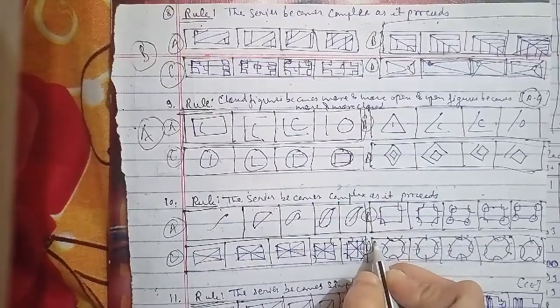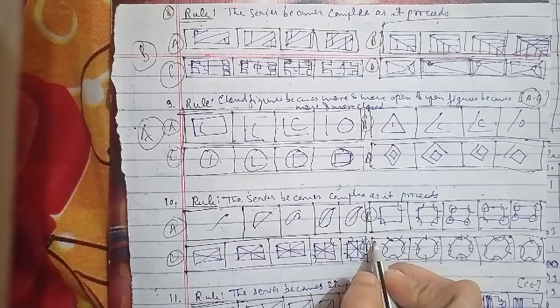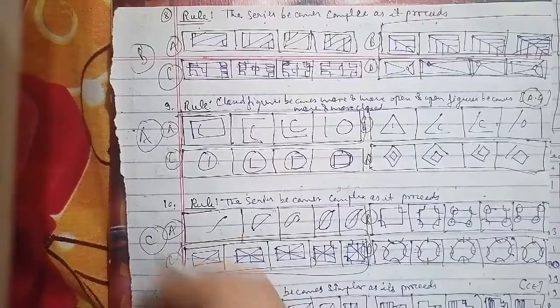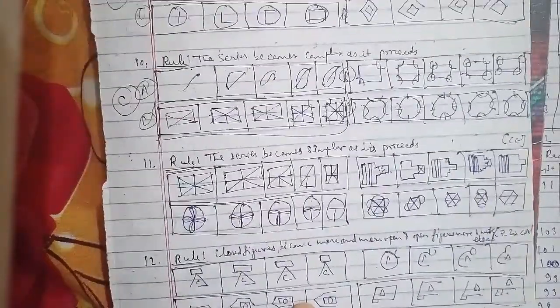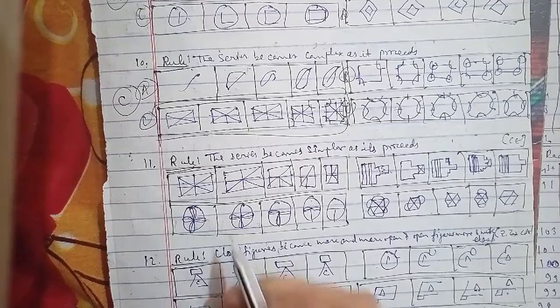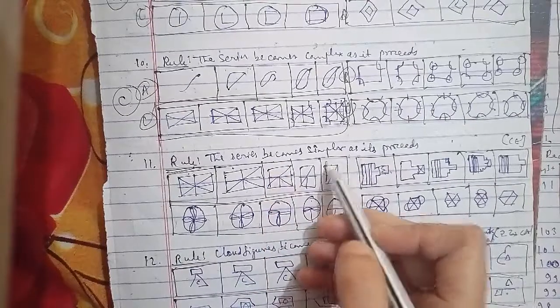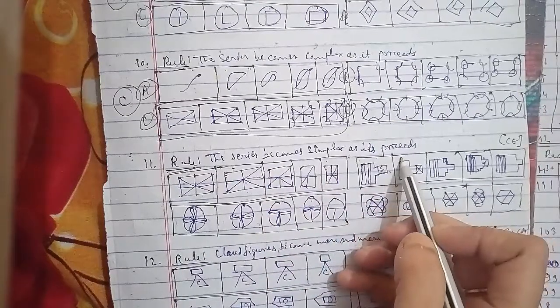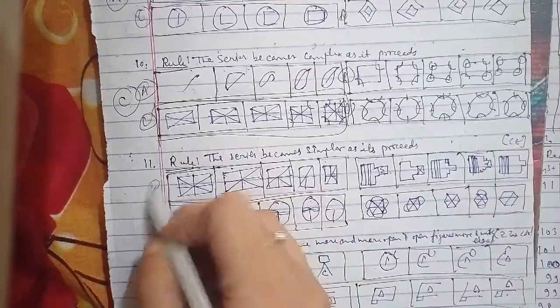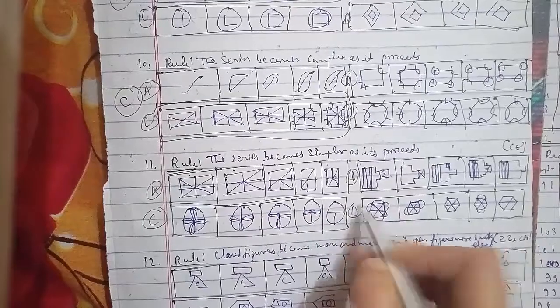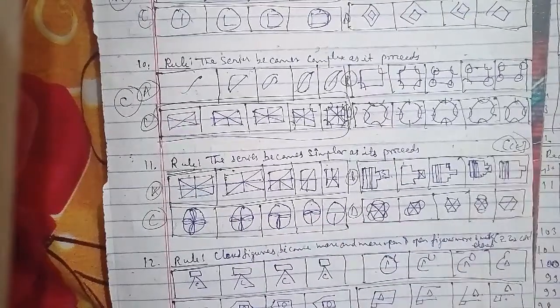Now we'll go ahead with the 11th one. The rule is that the series becomes simpler as it proceeds, with figures A, B, C, D. This was asked in the central excise question paper. The options are given here, and we have to answer it. The answer is figure C, the right answer for this question as well.